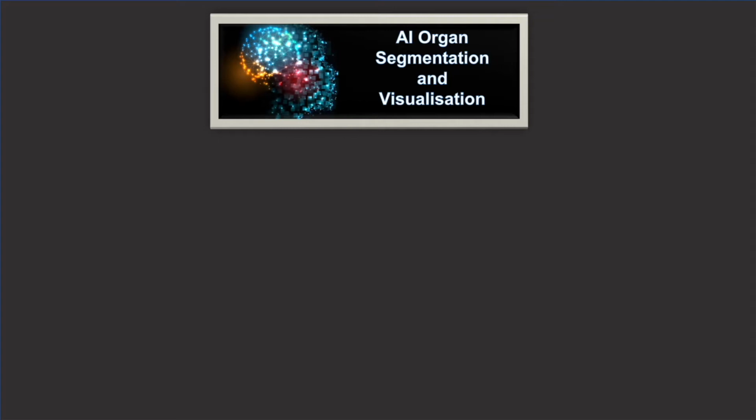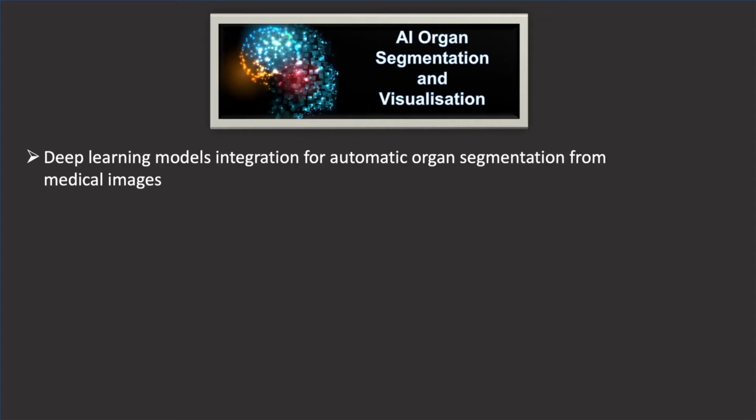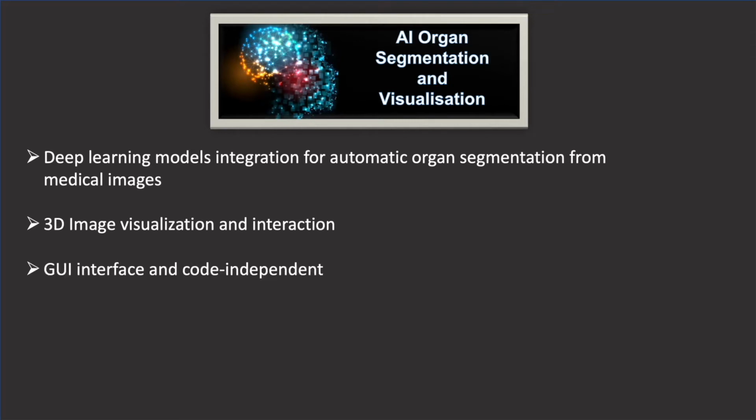The web app is developed in Streamlit and integrates deep learning models for the automatic organ segmentation from medical images. It enables 3D organ visualization and interaction. It has a user-friendly interface and is code independent. It can run locally or be accessed through a cloud-hosted web browser.